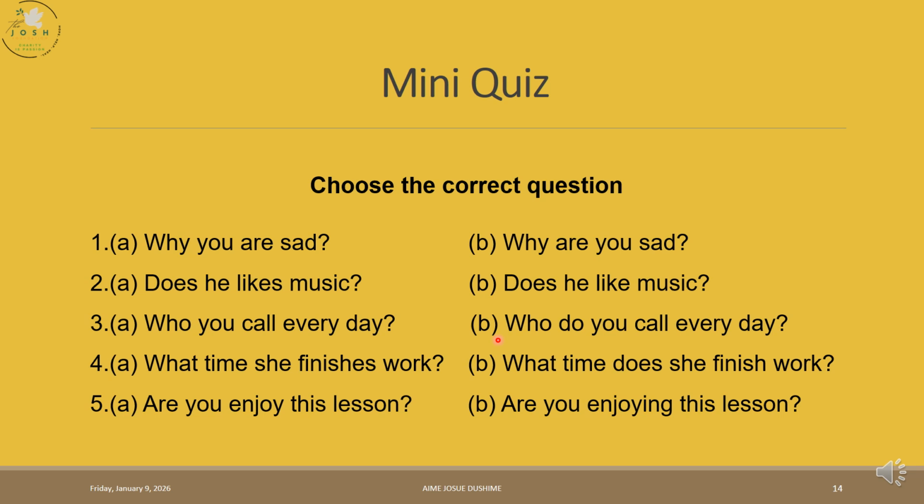How about number 3? Who do you call every day? Remember, it is an object question. We want to know who receives the action of calling. And the structure is WH plus auxiliary do or does plus subject plus V1. And the other one is not true because there is no auxiliary do. And how about number 4? The right answer is what time does she finish work?